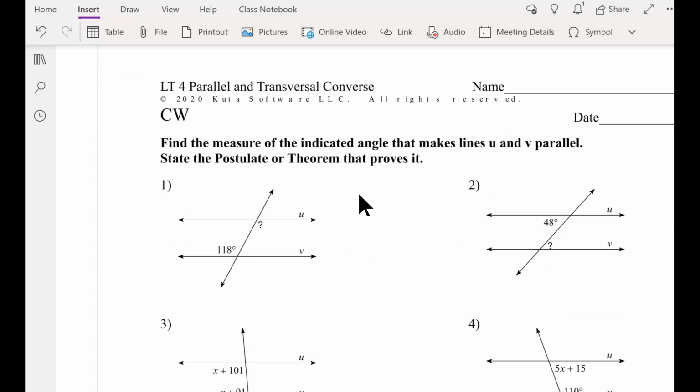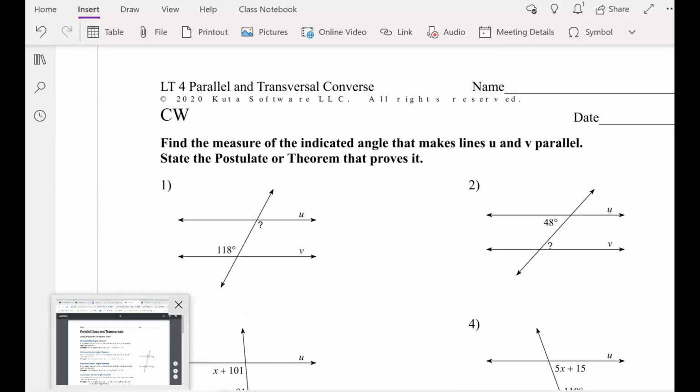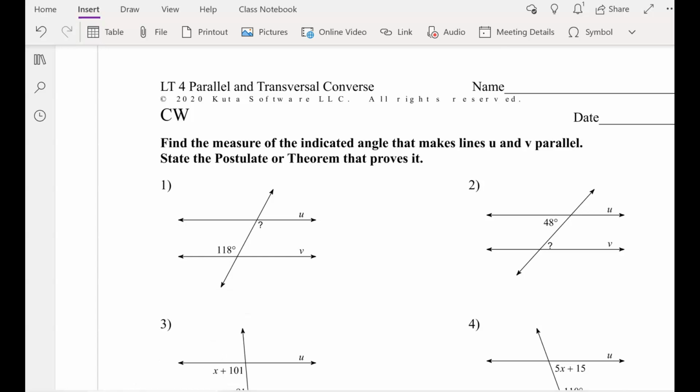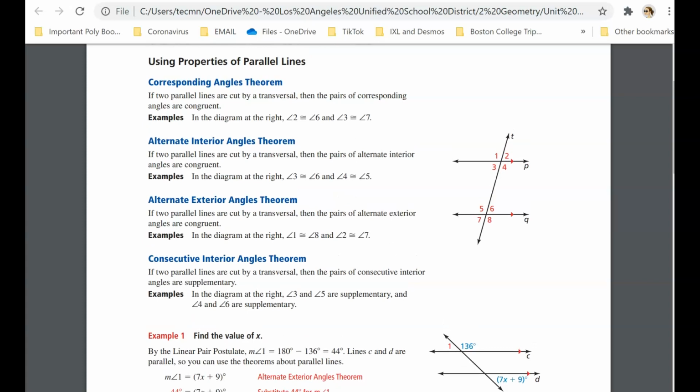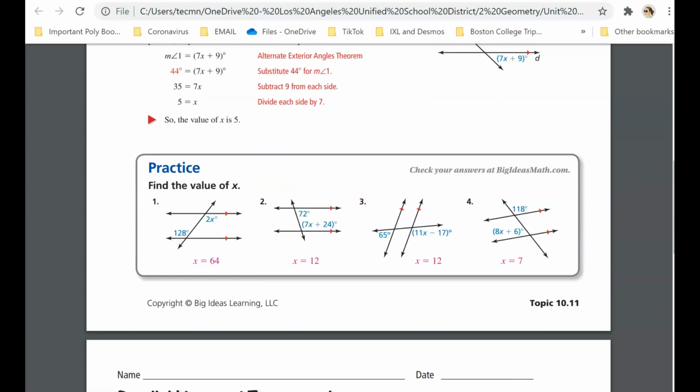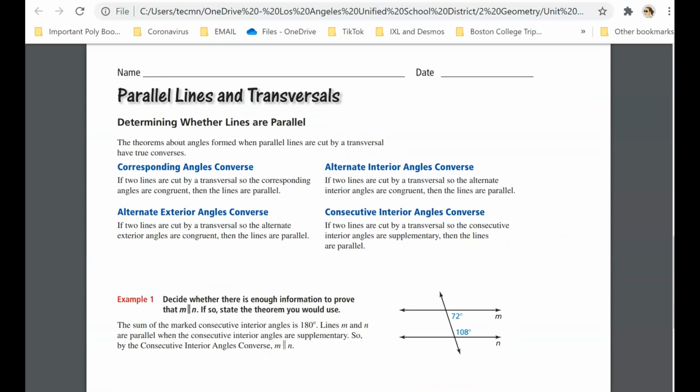So basically you're going to get something like this on a test, and it's going to say find the measure of the indicated angle that makes lines U and V parallel and state the postulate or theorem that proves it. So if we remember, we just had a proof, and the proofs were the corresponding angle theorem, the alternate interior angle theorem, or postulates depending on your teacher, right? And then we did the converse.